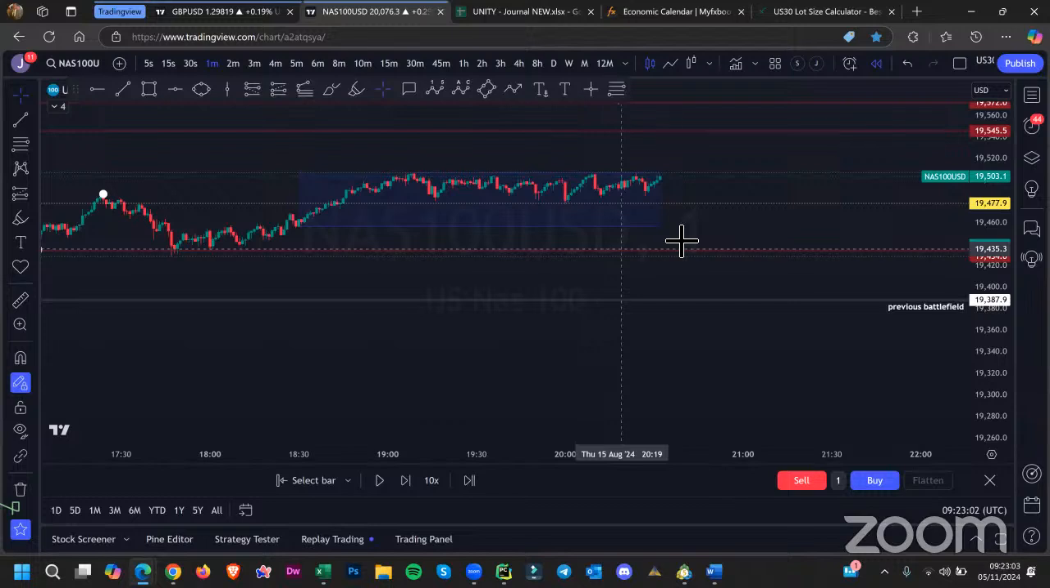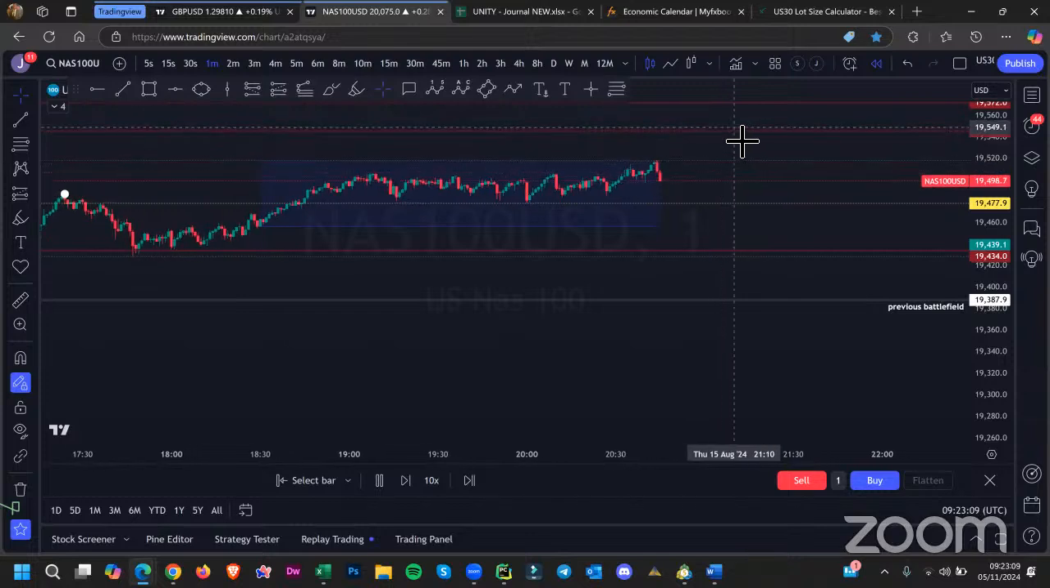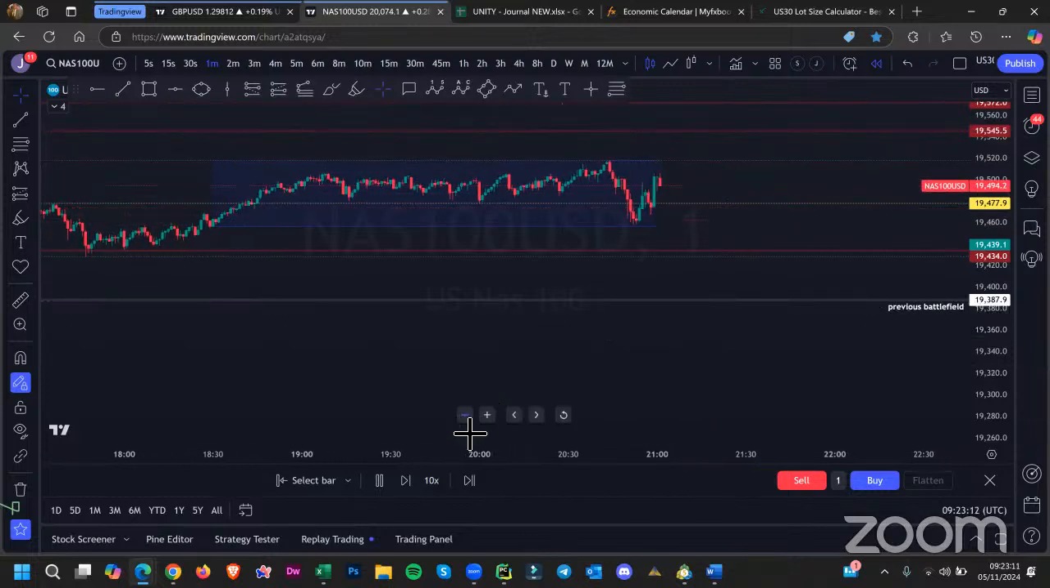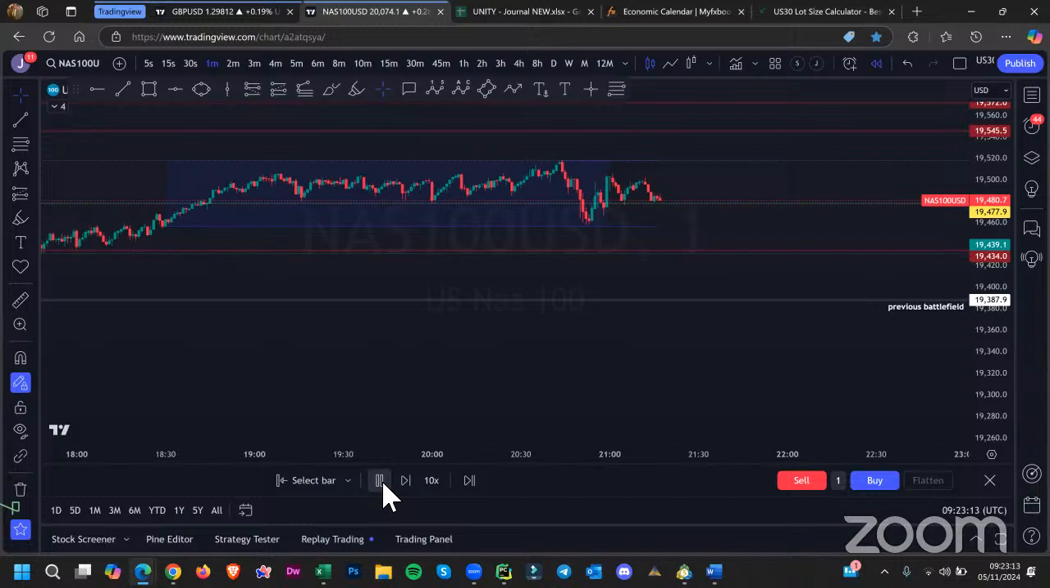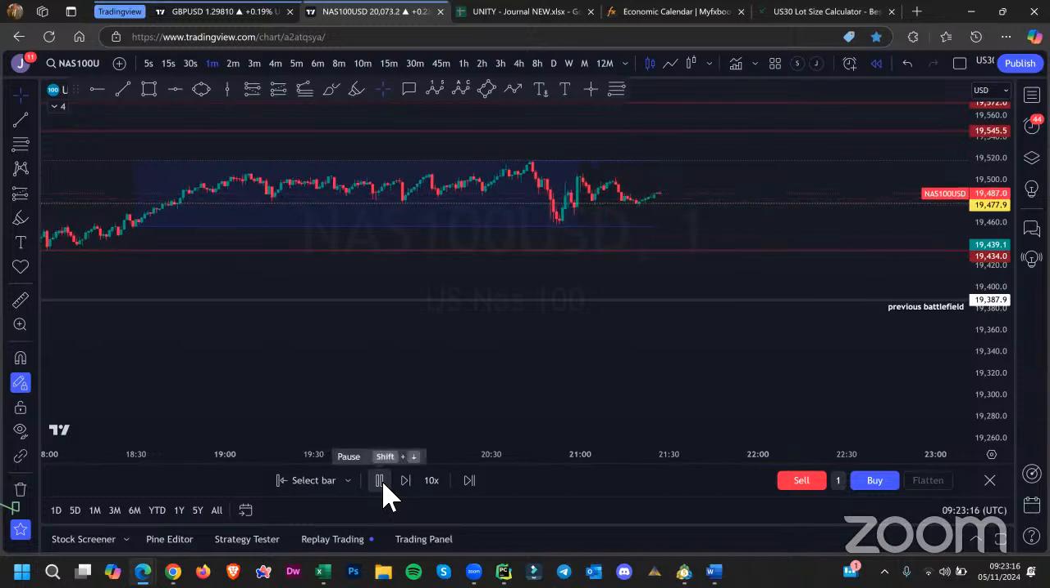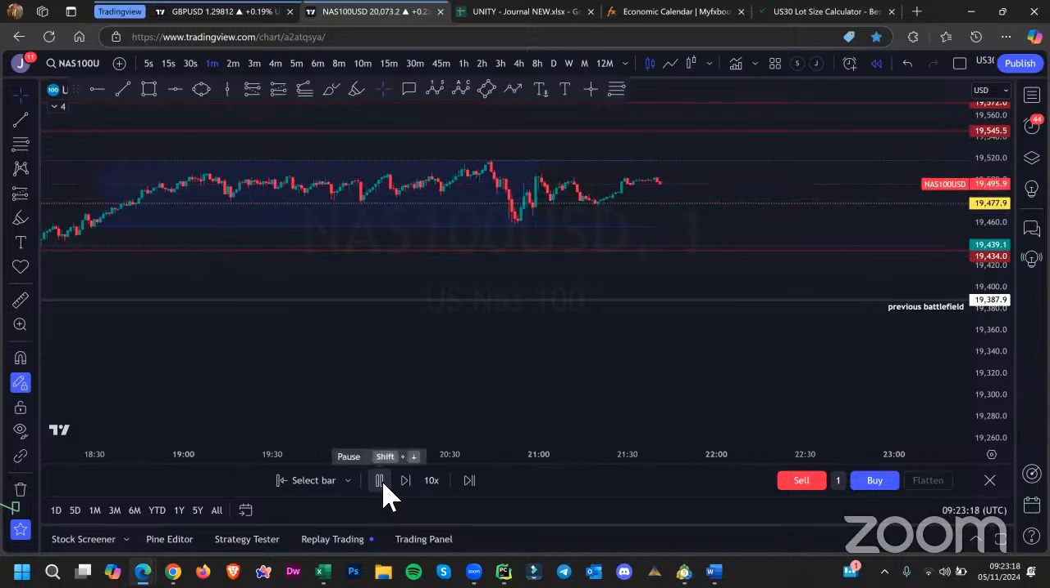I'd be thinking to myself, right, anything could happen right now. There's liquidity building up either side of this consolidation. I'm looking at this liquidity over here. Is the market going to take it or not? This is the New York session going all the way to evening now.